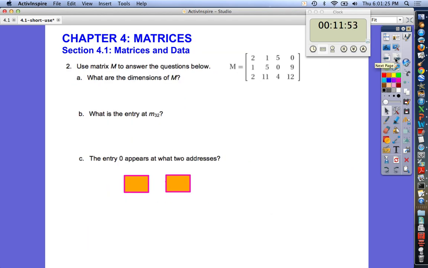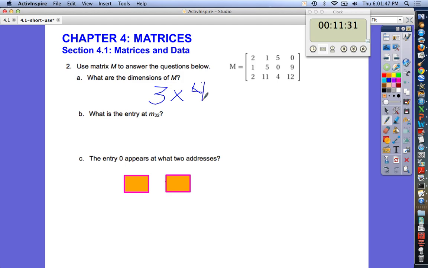When we look at this next matrix, M, we can see that's just a matrix where they've already given it to us in the matrix form. So if we look at this, we can see that we've got 3 rows and 4 columns. So that would be a 3 by 4, as far as the dimensions for matrix M.